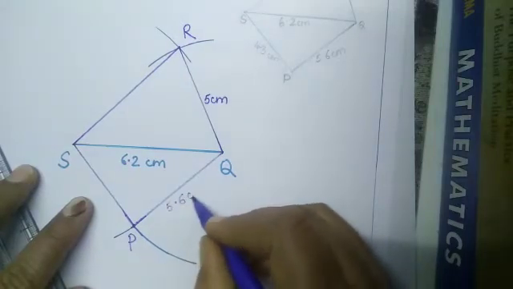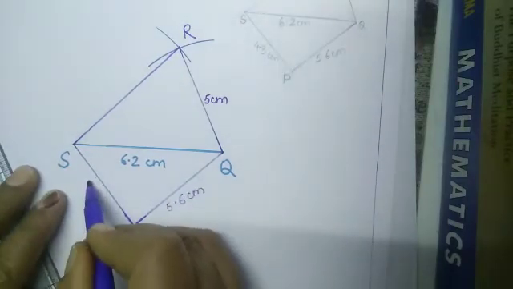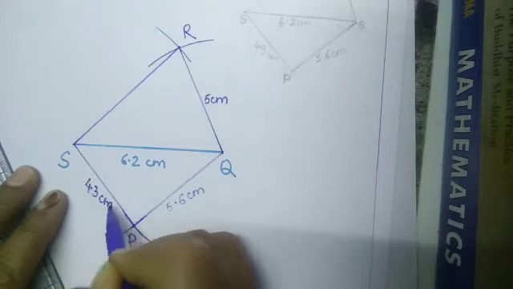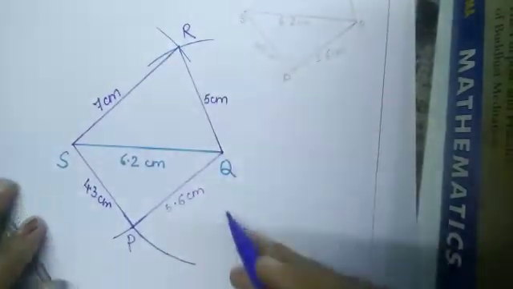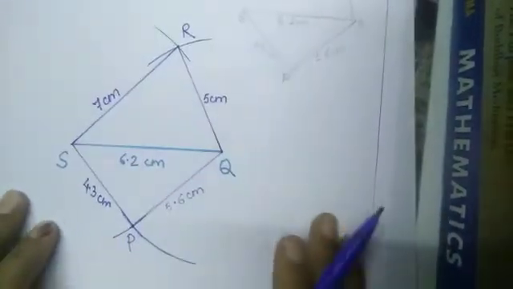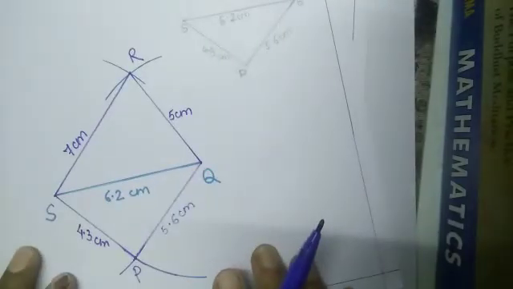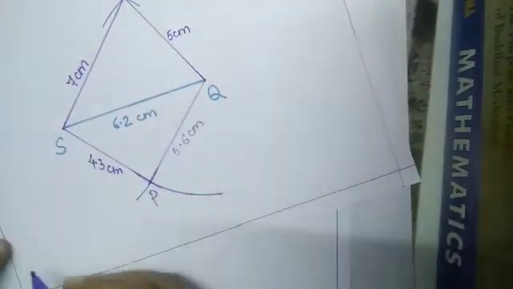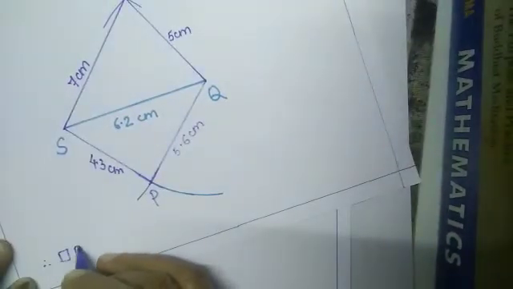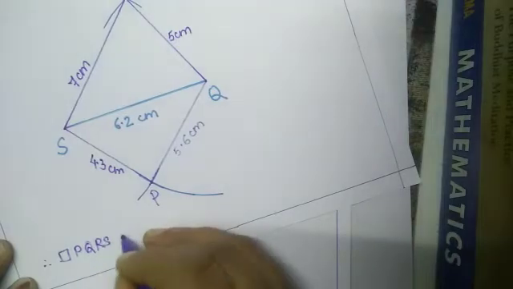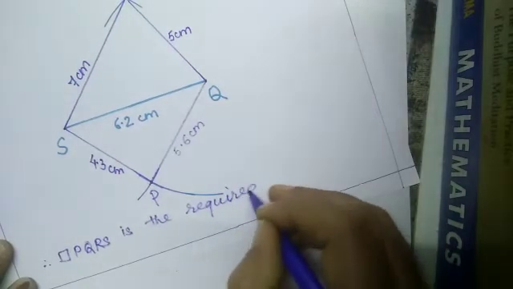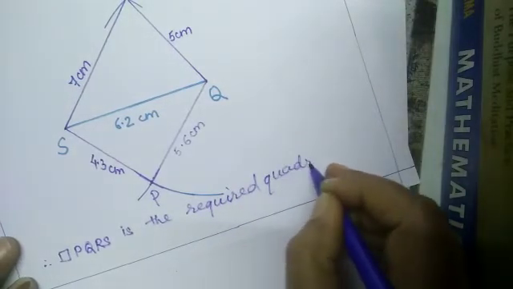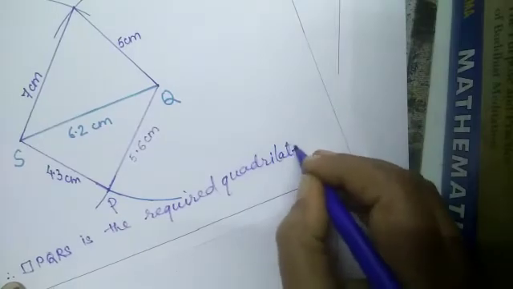Here 5.6 centimeter, here you have to take 4.3 centimeter, write down the measures, okay, and here 7 centimeter and here 5 centimeter. So this is your required quadrilateral. So in this way, at last what will you write? Therefore quadrilateral PQRS is the required quadrilateral, okay. This must be your answer.